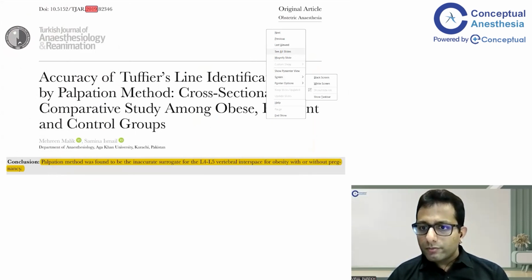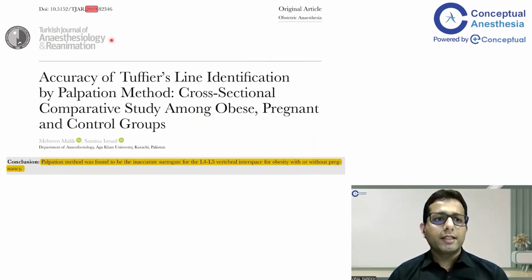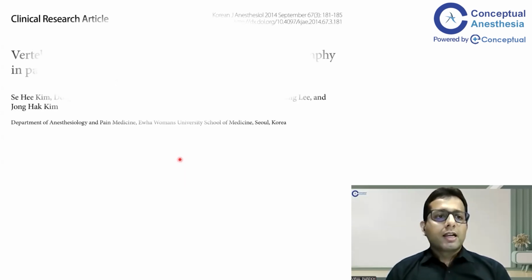This was a study done in 2019 about the accuracy of Tuffier's line identification by the palpation method, and it was done in obese, pregnant and control groups. They concluded that the palpation method was inaccurate for the L4-L5 vertebral interspace, specifically in obese patients with or without pregnancy.